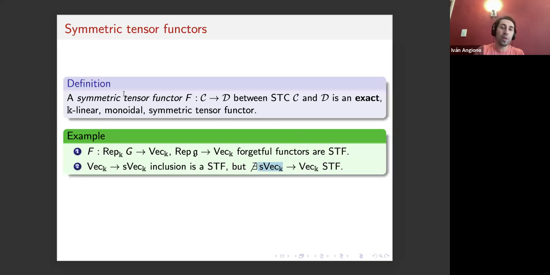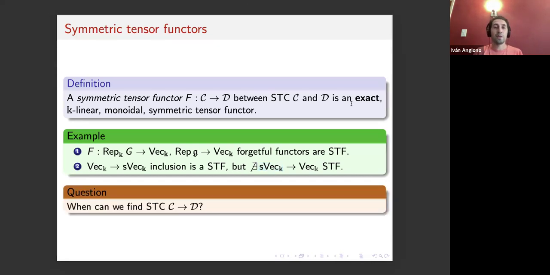You may have a monoidal, k-linear exact functor because you can forget the symmetry essentially. And you can go from super vector spaces to vector spaces, but as far as you add the symmetry, you don't have a symmetric tensor functor.